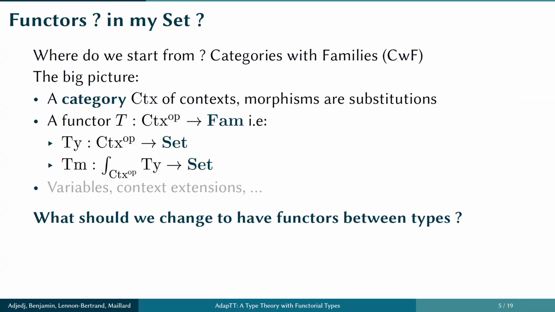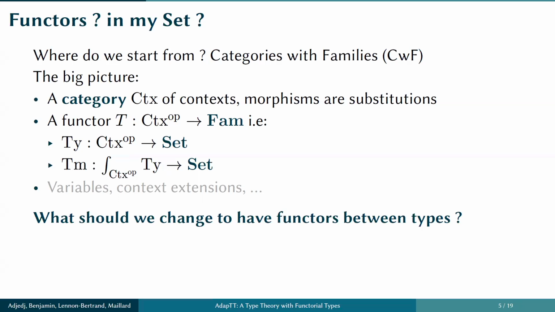To start things off, we wanted to use as a base models such as categories with families because they're very close to the syntax. What is a category with families? It's just a certain category of contexts in which the morphisms will be substitutions. And basically two different functors, one which maps any context to a family of types in this context, and then, given a context and a type in its context, another family, a set of terms of that type. That's all very nice, but then you have to wonder how can we have any sort of notion of coercion or functoriality between types.